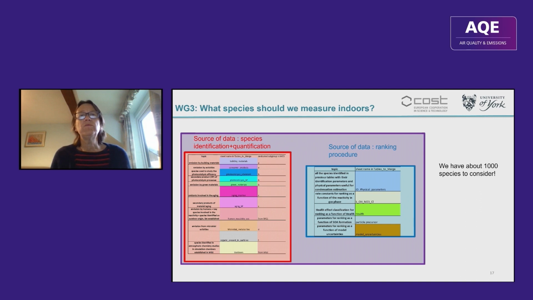So we've nearly finished doing this, and we're hoping that this will be released in the next month or so. And I think it will be a really useful community resource. So you'll be able to click on a species, you'll be able to find all the different sources of that species, you'll be able to find its average concentration. So it should be a really useful database, we think.